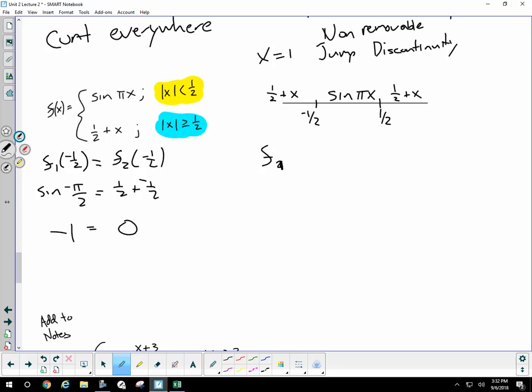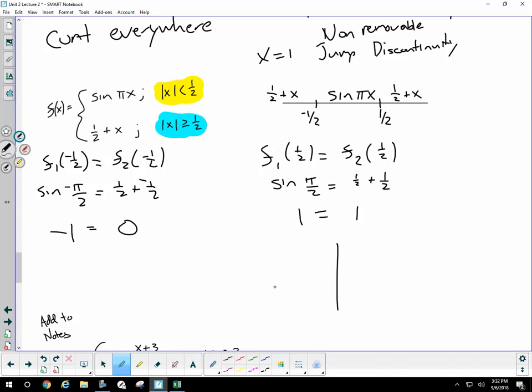Let's look at positive 1/2. Does f little 1 at positive 1/2 equal f little 2 at positive 1/2? Well, does the sine of pi over 2 equal 1/2 plus 1/2? In this case, yes, it does.